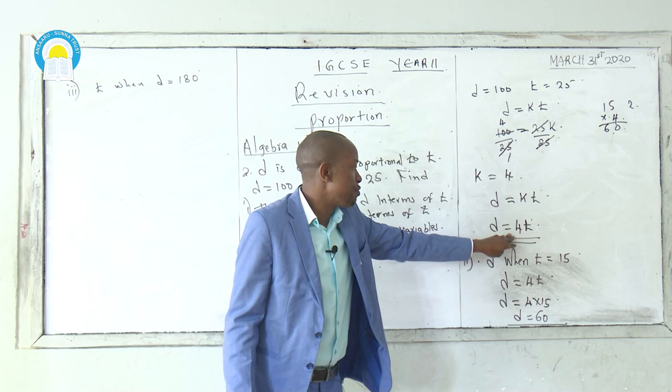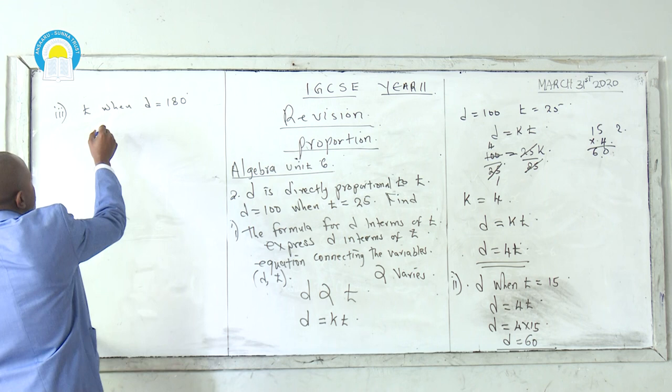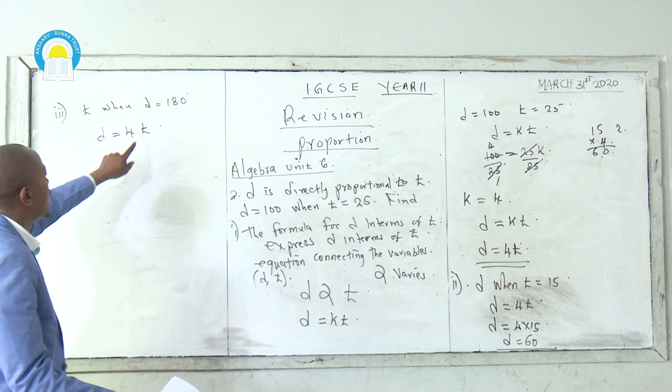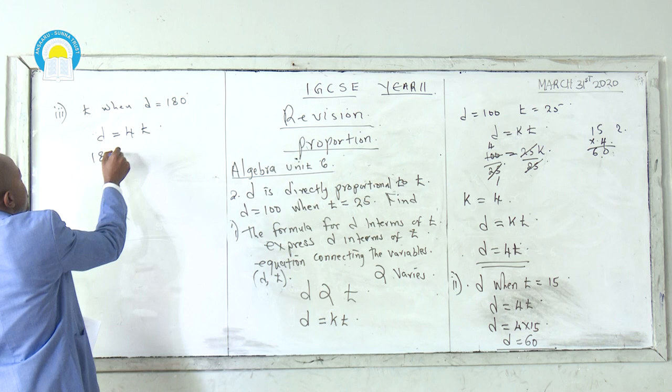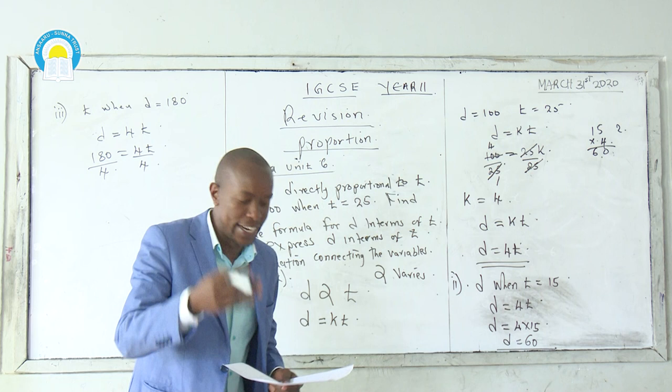That's why we had to start by finding the equation, firstly finding the constant of proportionality. The equation we found was D is equal to 4T. D is already given, which is 180. It will help us to find the value of T. So we substitute it in the equation. We say 180 is equal to 4T. Then divide both sides by 4 to remove that coefficient of T so that we can find its value.